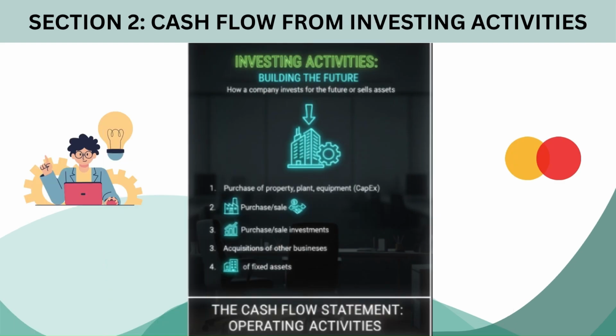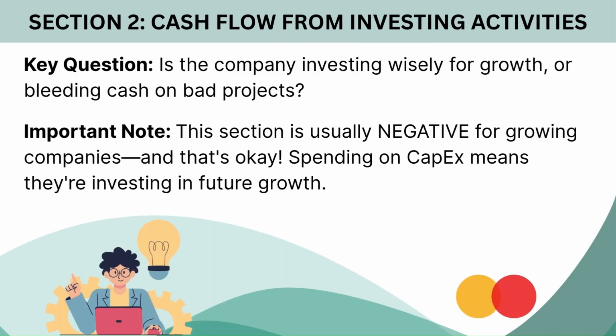Section 2. Cash flow from investing activities. This shows how the company invests for the future, including CapEx on property and equipment, buying or selling investments, acquisitions, and asset sales. Key question: is the company investing wisely for growth, or bleeding cash on bad projects? Important note, this section is usually negative for growing companies, and that's okay. Spending on CapEx means they're investing in future growth.